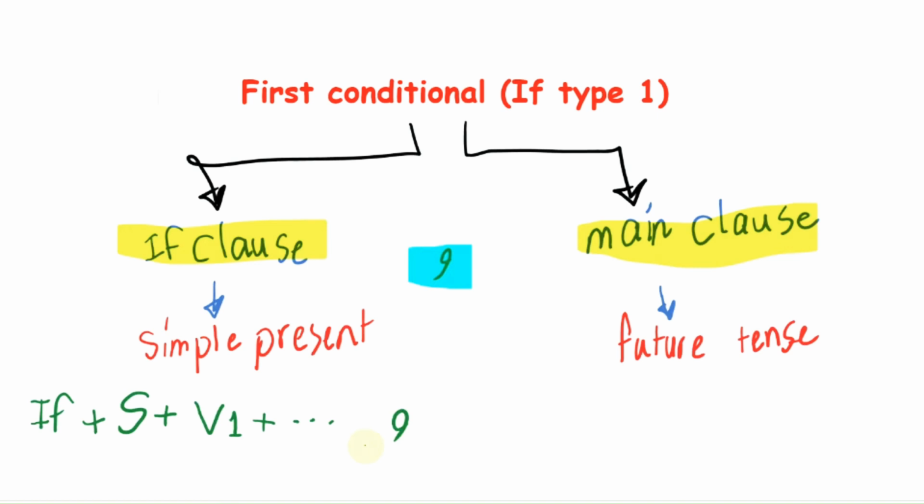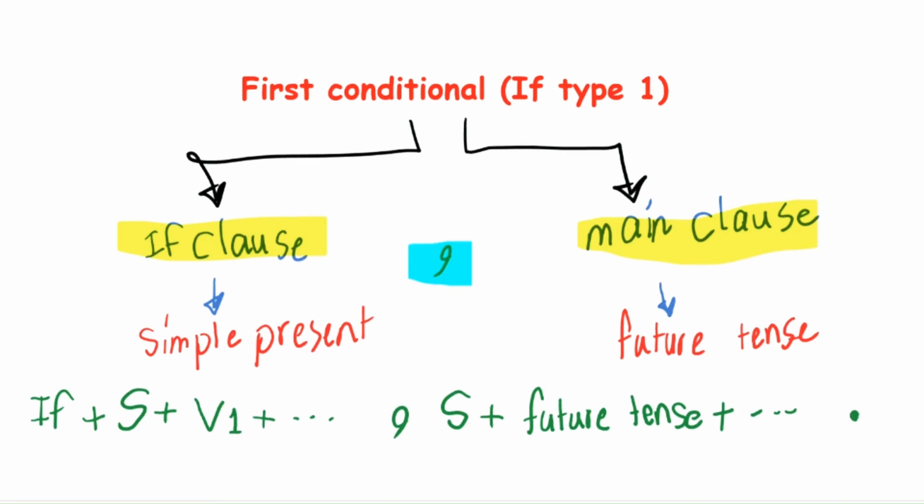Then the main clause, a sentence, starts with the subject, then the verb, which is the future tense, or let's write future tense, then the object, or we continue the sentence, and at the end we have a dot. Okay, let's write an example about it.